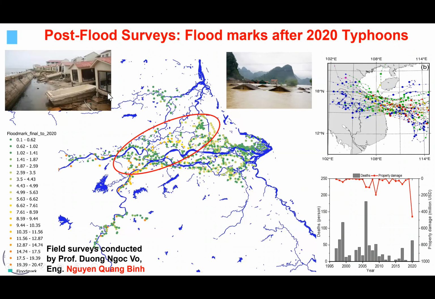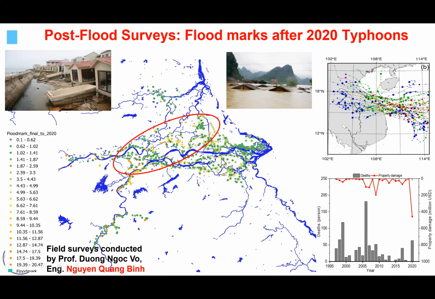We started with the post-flood survey. So this is the Vu Gia-Thu Bon River Basin in Vietnam, where a very high number of cyclones have been hitting this region. So these green marks are a kind of flood marks we collected from the real data. And we conducted this field survey in collaboration with our group in Vietnam and Da Nang University.